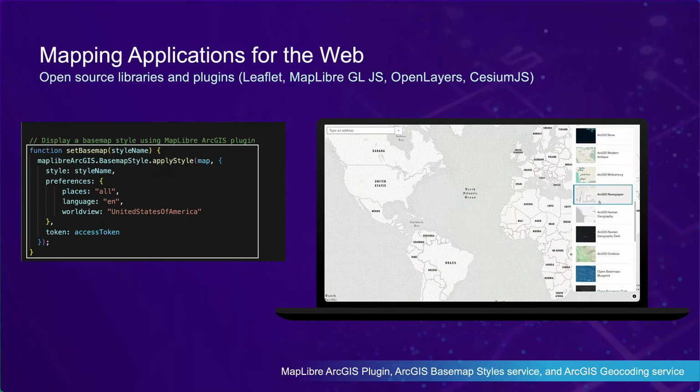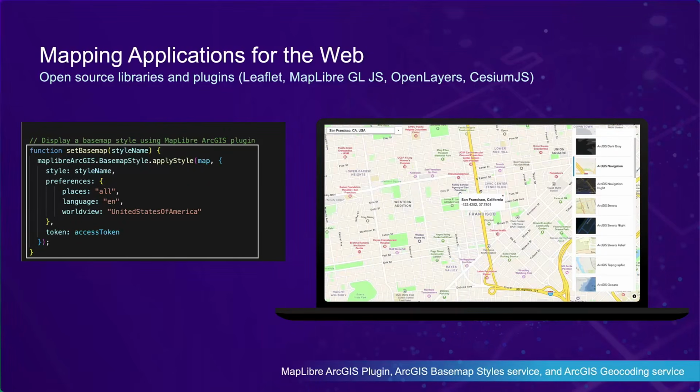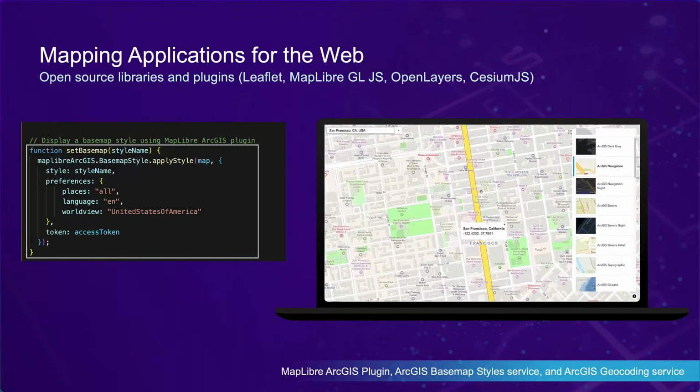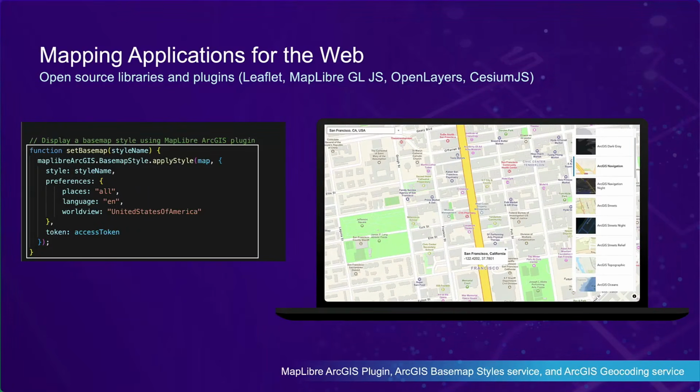With just a few lines of code, you can use the plugin to access a Basemap style, set the style preferences such as places, label language, and boundaries, select a new style using a custom widget to access the Basemap Style Service, or find places using another custom widget which accesses the geocoding service. This app was built using vanilla HTML, CSS, and JavaScript. Open source libraries and plugins let you integrate with ArcGIS Location Services using the UI framework and the tech stack you prefer. To learn more, be sure to check out the open source developer guides.